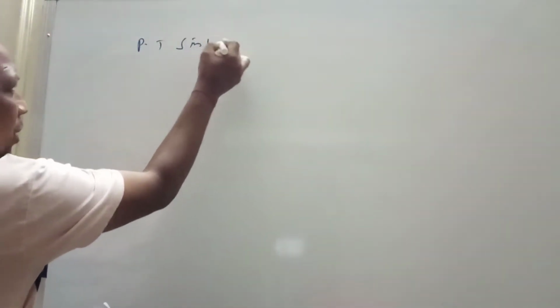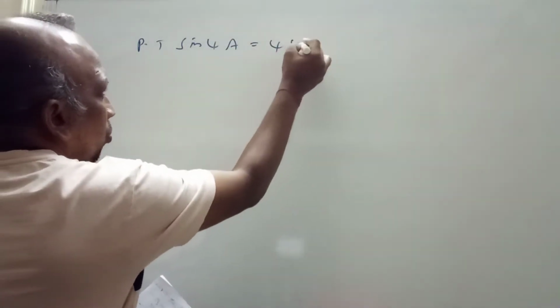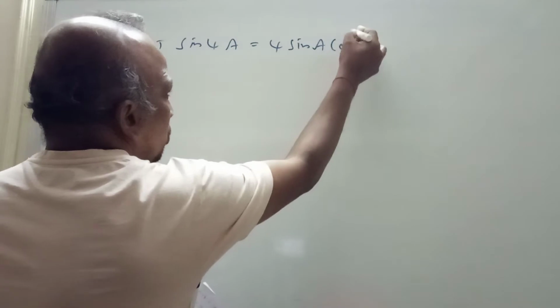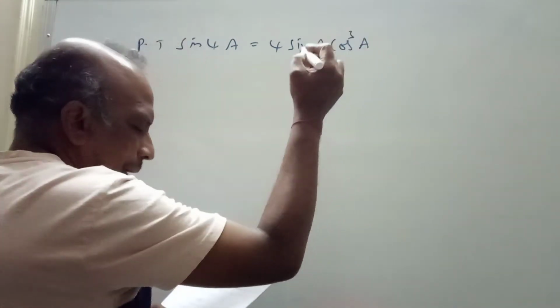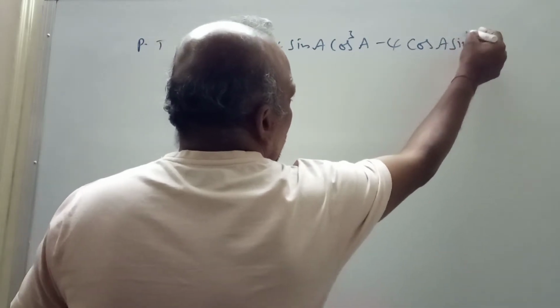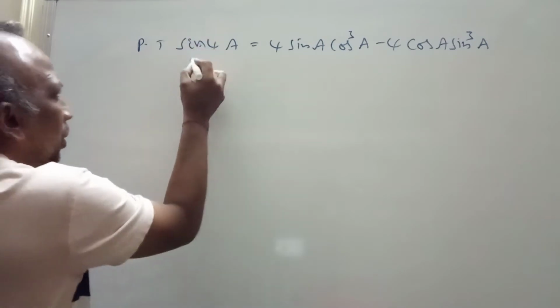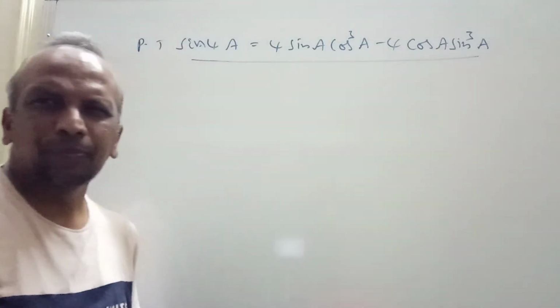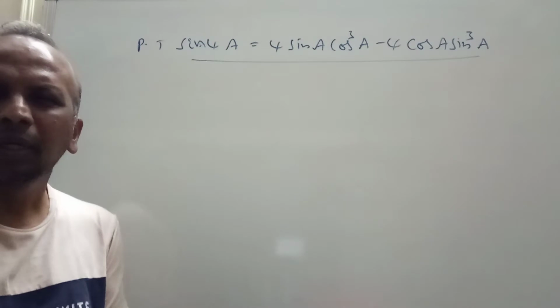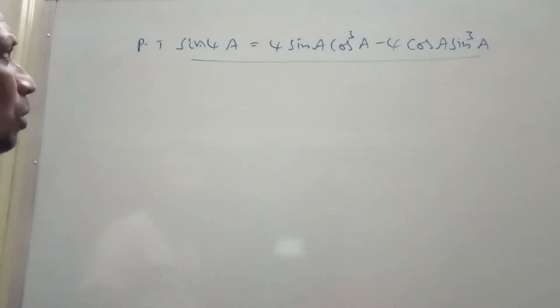Prove that sine 4a equals 4 sin a cos cube a minus 4 cos a sin cube a. So this is the problem they have given. They are asking us to prove this result: sine 4a equals this.